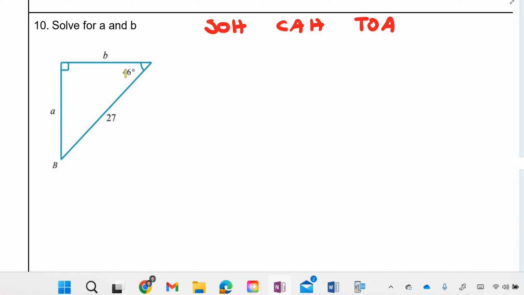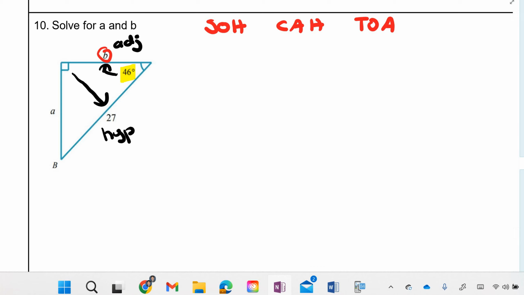After that, you want to identify your angle, which is 46 degrees, and you want to label your diagram with respect to this angle here, right? So this right here is your hypotenuse. And your B, as mentioned in the previous question, is your adjacent. So let's just try to find B first.